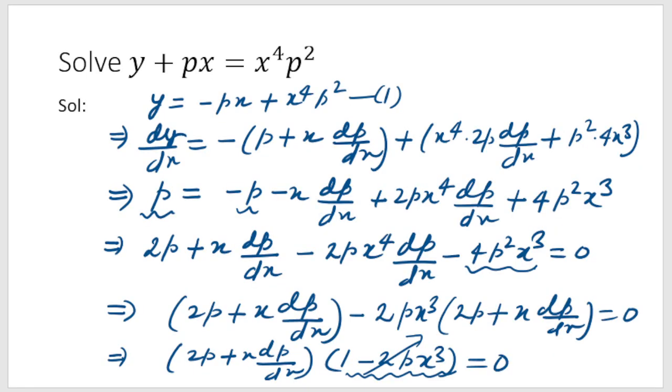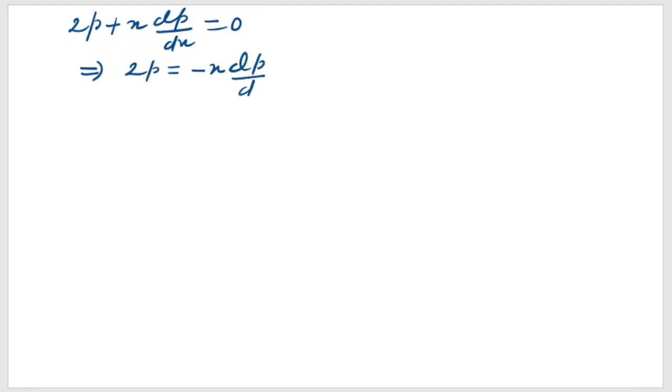But not going into the detail, I am going to take the required factor, that is 2p plus x dp by dx. So I take 2p plus x dp by dx is equal to 0. So I want to solve it. So how to solve it? I take 2p is equal to minus x dp by dx, or I can write it as dp by p is equal to minus 2 dx by x. I hope it is clear.